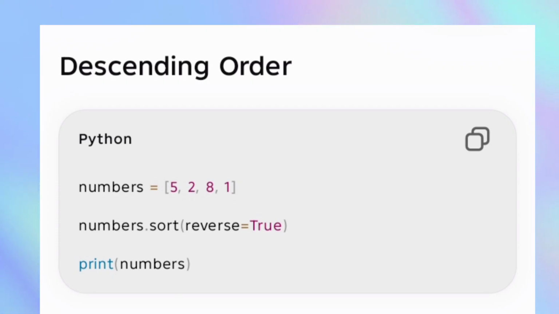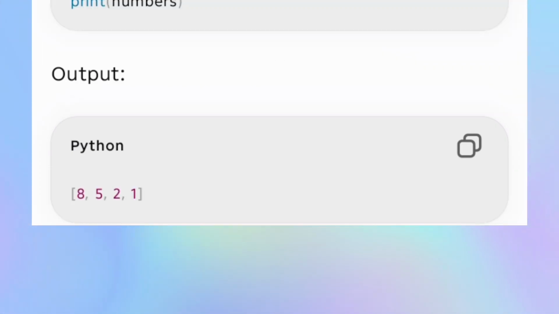Descending order: numbers = [5, 2, 8, 1], numbers.sort(reverse=True), print(numbers). Descending means 8 5 2 1. Maybe that is the output. Let's see how it works in the code. Yes, 8 5 2 1. So the output is as we guessed.